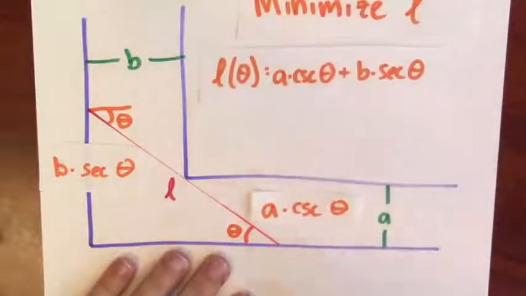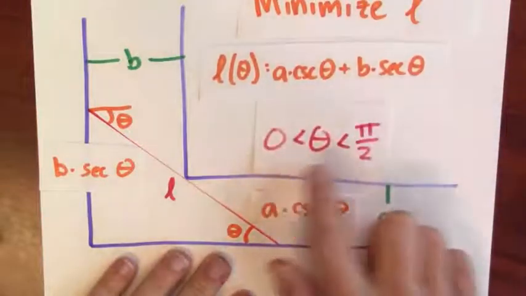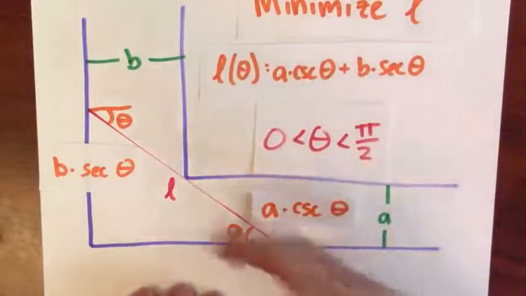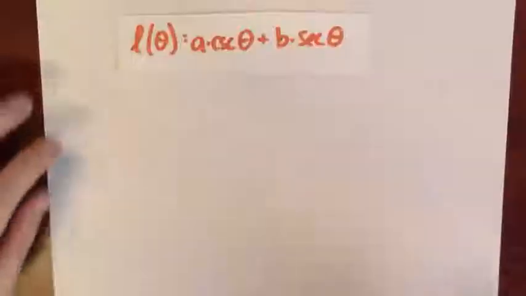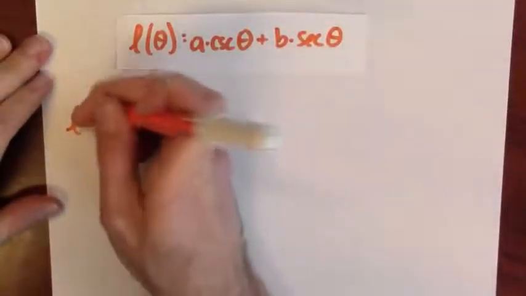What's the constraint in this problem? Yeah, I only need to think about theta being between 0 and pi over 2 in order to touch these two walls and the corner. So now we've got a function, and it's a function of a single variable, so we can apply calculus. So I'm going to differentiate this function, right? The derivative of L with respect to theta.